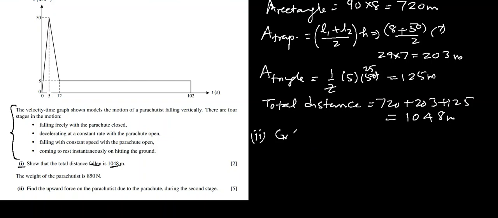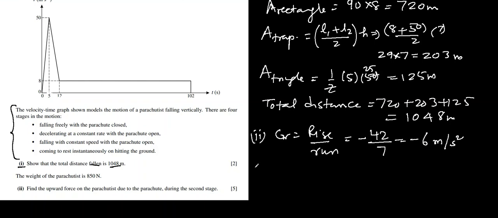Gradient of a line is rise over run. How much is the rise? Rise is from 8 to 50, minus 8, 42, right? But it is minus 42. Why? Because it's decreasing. It was 50, it became 8. So minus 42 is not actually rise, it is drop. And run is how much? Run is from 5 to 12, which is 7. That comes out to be minus 6 meters per second square.